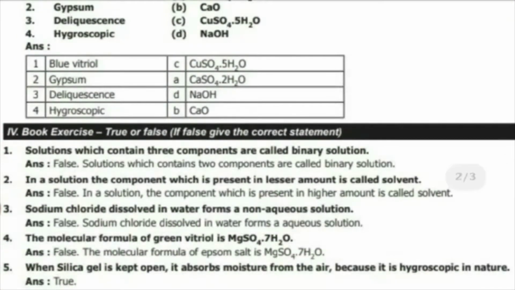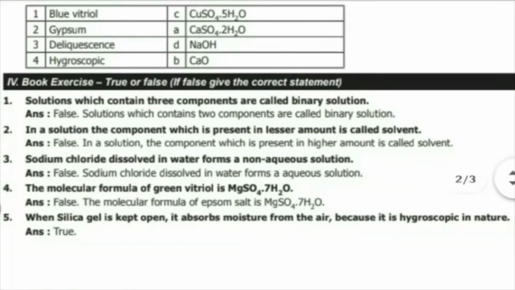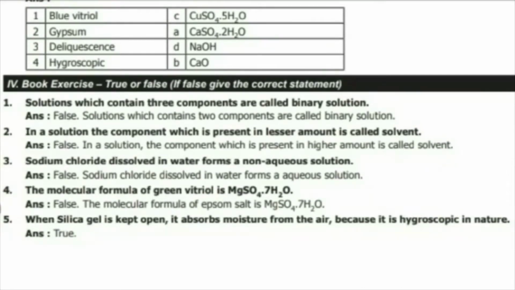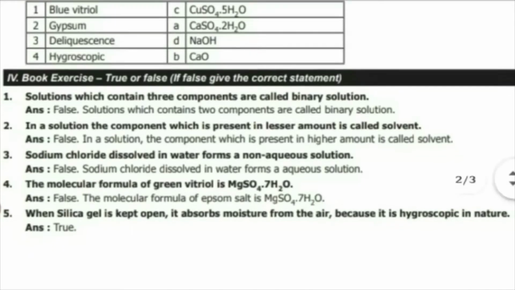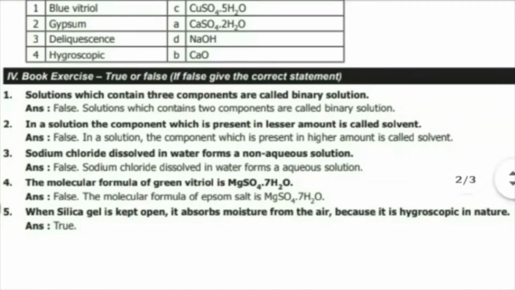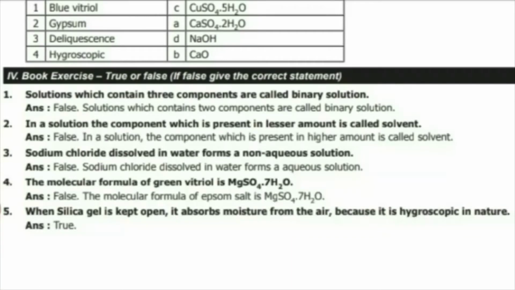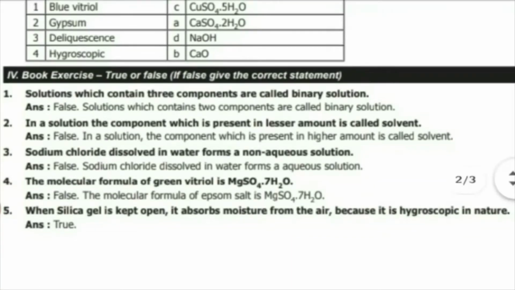Next, we'll move on to the Roman letter 4. True or false? If false, give the correct statement. First question. Solutions which contain 3 components are called binary solution. Answer is false. The given statement is false. So write the statement. Solutions which contain 2 components are called binary solutions.